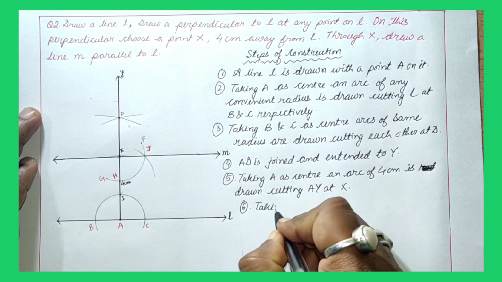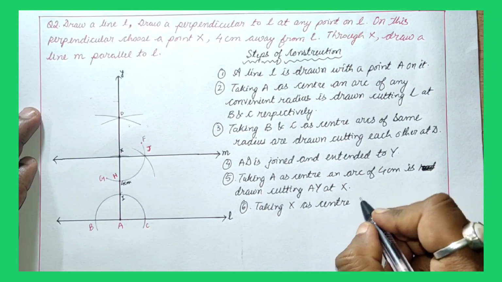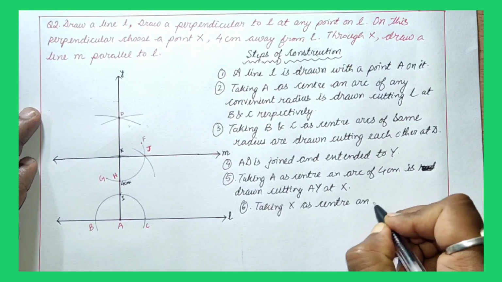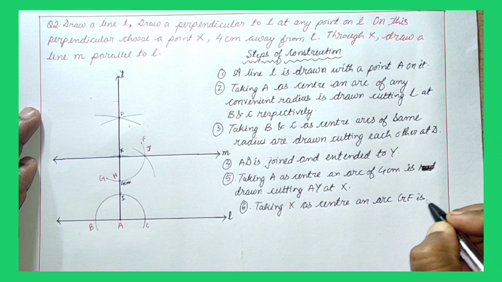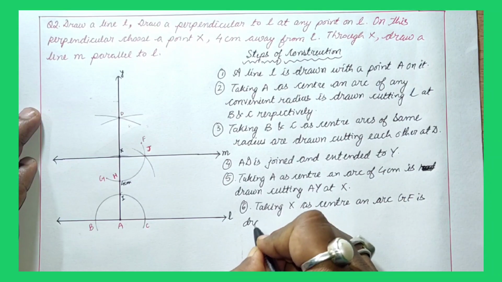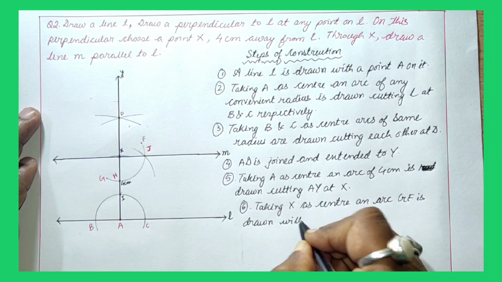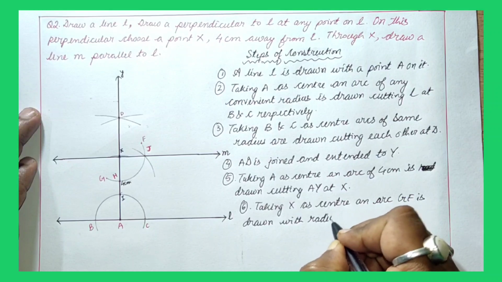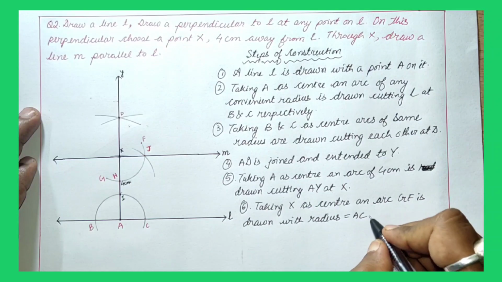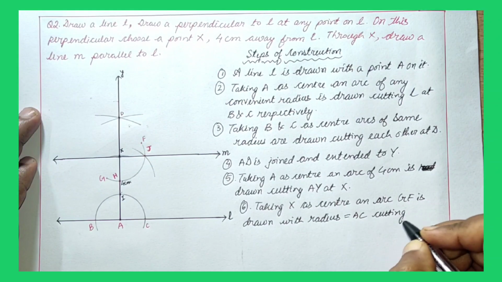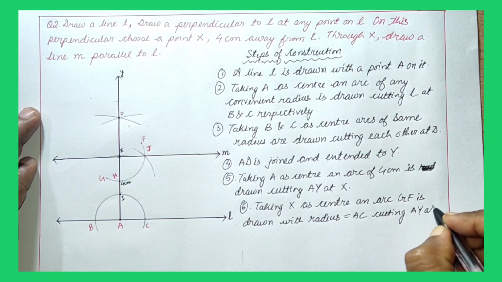Then number 6, taking X as center, an arc GF is drawn with radius equal to AC, cutting AY at H.